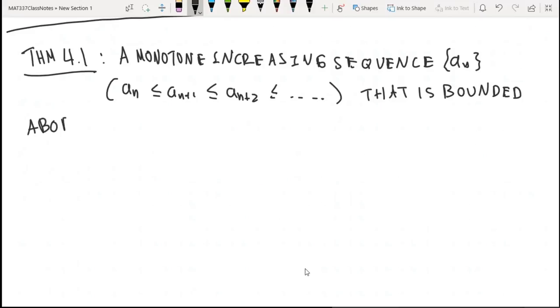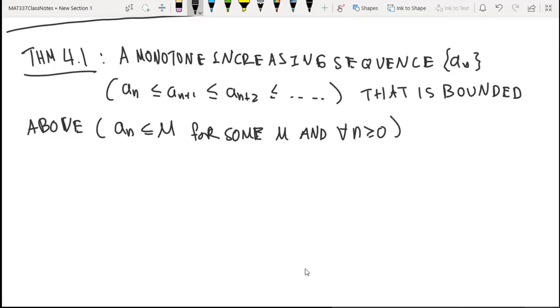Is bounded above, meaning a_n is less than M for some M and for all n. So if such a sequence is bounded above, then it converges.